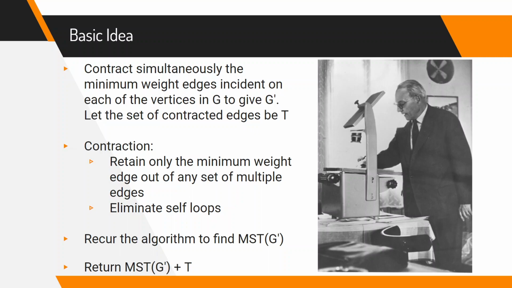Let's talk about our main algorithm. The basic idea is to contract simultaneously the minimum weight edges incident on each of the vertices in G to give G'. Let the set of contracted edges be T. Now, how is this contraction happening? Retain only the minimum weight edge out of any set of multiple edges, and also remember to eliminate the self loops. Recur the algorithm to find the MST of G', and then finally sum up all the edges and return the MST of G' union T.